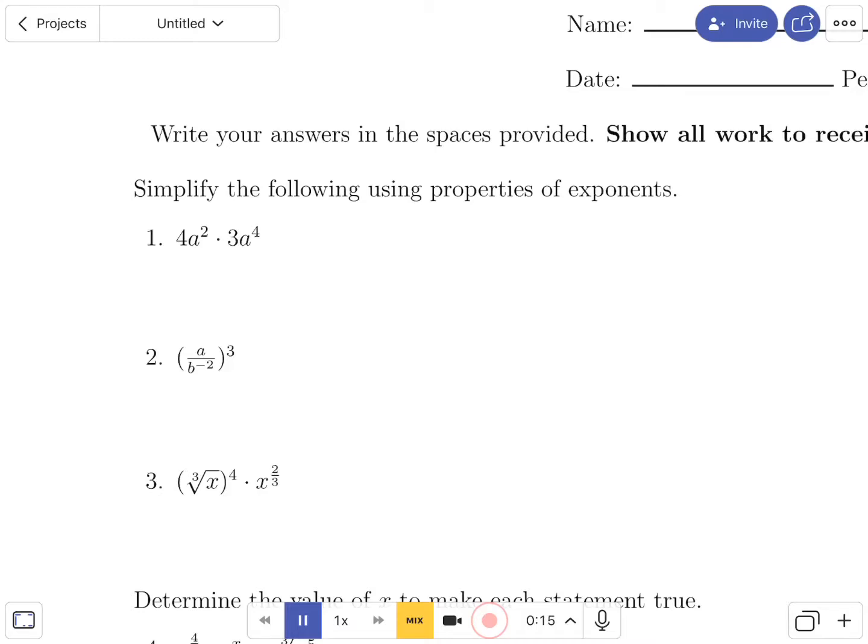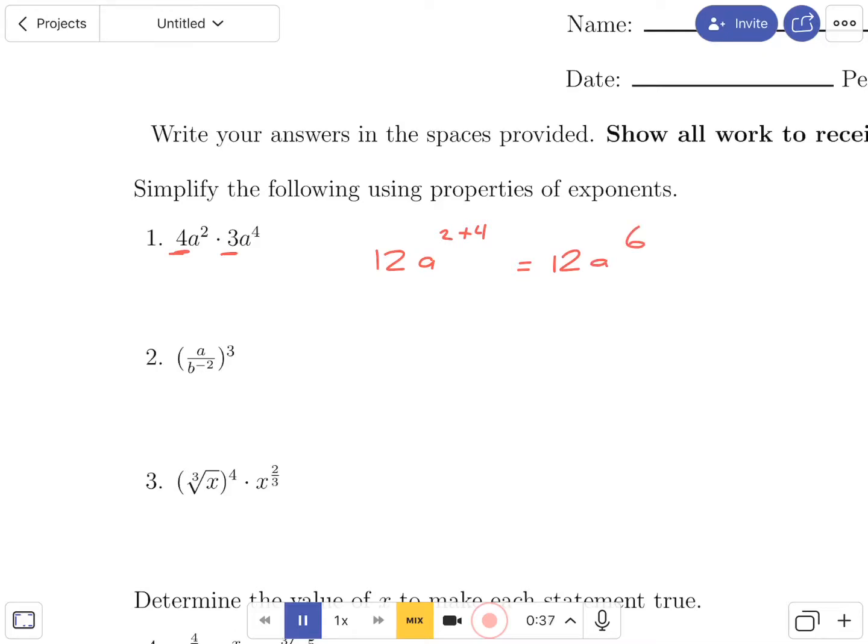So for the first one here, I noticed that the coefficients are in the front, so we can actually multiply these the same as we would normally. So 4 times 3 is 12. Then we have two things with the same base, where multiplication is taking place between those, so we can actually add the exponents here off to the side. So we get that this is 12a to the 6th power.